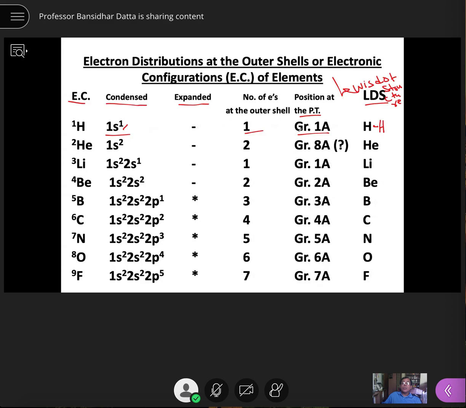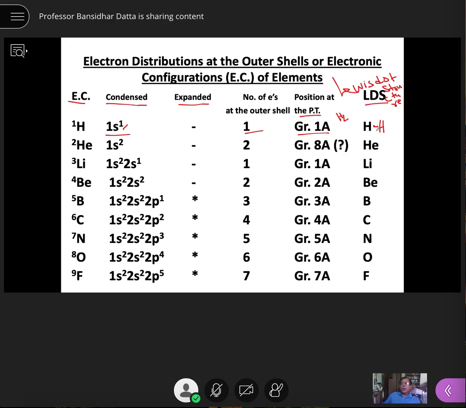So hydrogen always exists as H2. It doesn't exist like H because H is not stable. It is also known as a diatomic element. Hydrogen is one of the 7 diatomic elements. I just give you one.